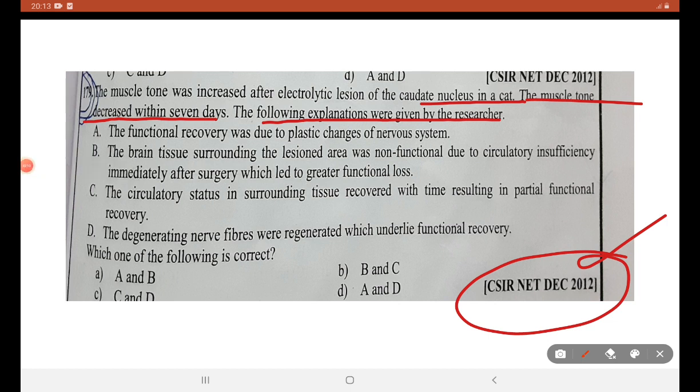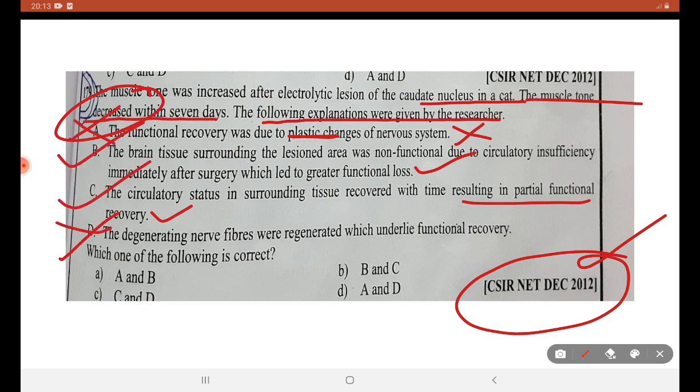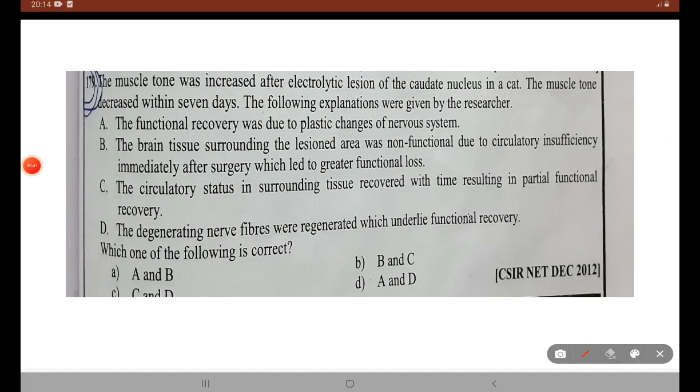First option, it is said that functional recovery was due to plastic changes. There is no plasticity change in nervous system. Brain tissue surrounding the lesioned area was not functional due to circulatory insufficiency immediately after surgery, which leads to greater loss. Circulatory status in surrounding tissue recovered with time, resulting in the partial functioning of record, that is decreased function. B and C is the right answer, D and A is the wrong answer. B is the correct statement. Same question, okay.